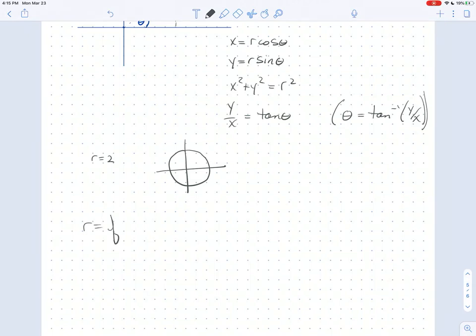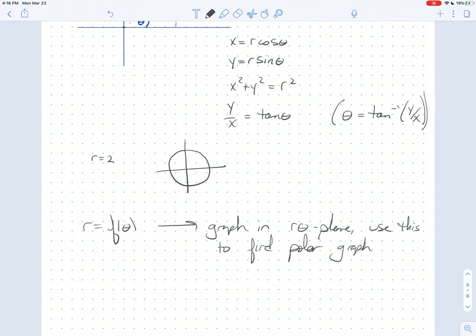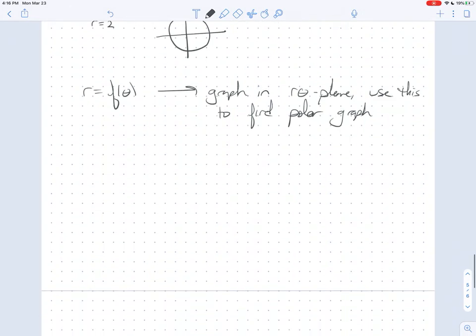Sometimes you'll have r equals a function of theta, and so the idea is you graph this in the R Theta plane, and then you use that graph to find the actual polar graph. So maybe I should do just a quick example of this. Let's look at an example that we'll actually see in the notes. So I'm going to write down the equation r equals 1 minus cosine of theta. I'd like to find the polar graph of this.